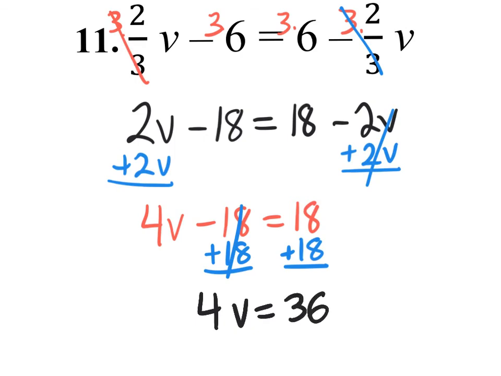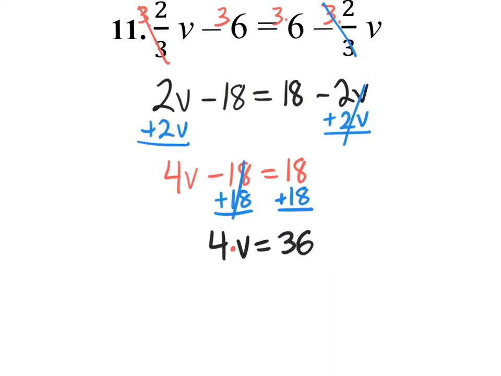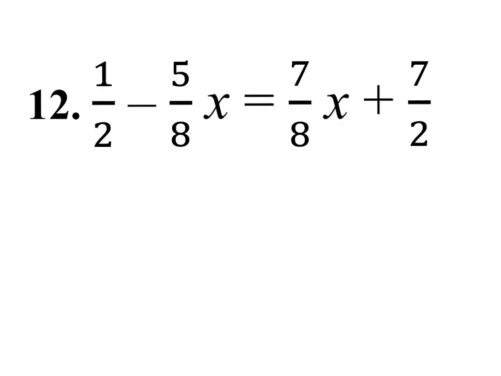So I actually have 4 times v, and I need to get rid of that multiplication of 4 by doing the opposite of multiplying by 4, which is dividing by 4. What you do to one side, you do to the other side. Cancels out. V equals 9. There's your answer. Oh yeah, number 12, check that out.